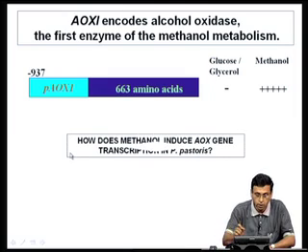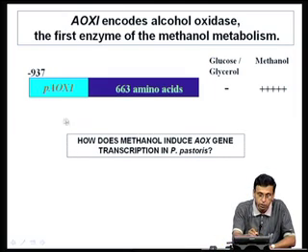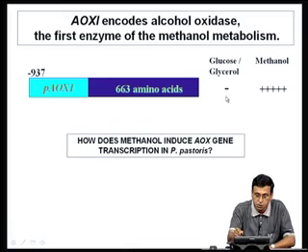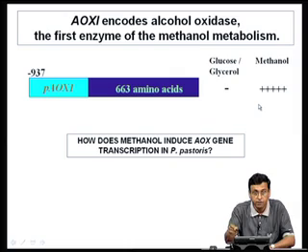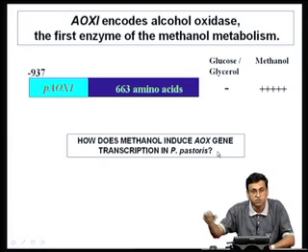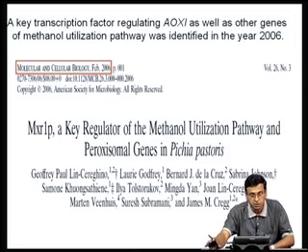So, as I told you, the alcohol oxidase promoter is widely used for expressing recombinant proteins. The alcohol oxidase encodes the first enzyme in methanol metabolism. And as long as you grow the Pichia pastoris yeast cells in glucose or glycerol as a carbon source, this promoter is not activated. But the moment you change the carbon source to methanol, very high levels of this protein are made. In fact, it is one of the most potent eukaryotic promoters known. But the question to be asked is how does methanol induce the expression of the alcohol oxidase gene and other genes involved in methanol metabolism?